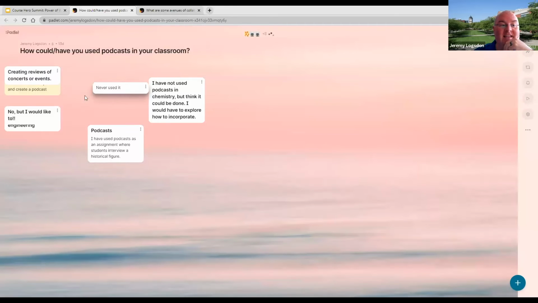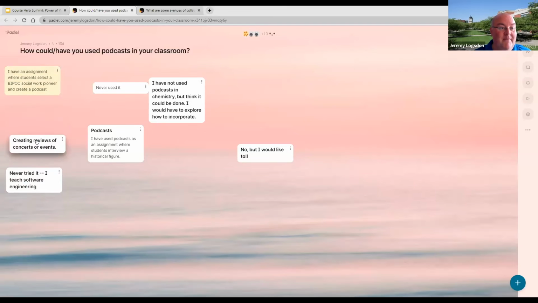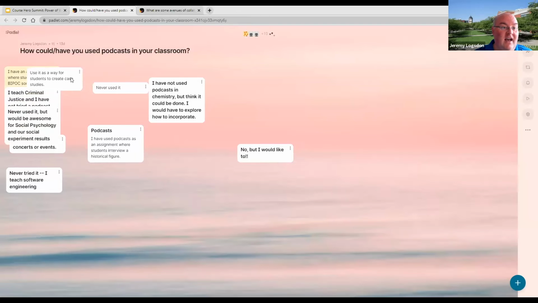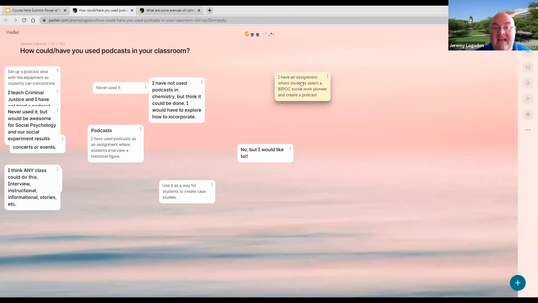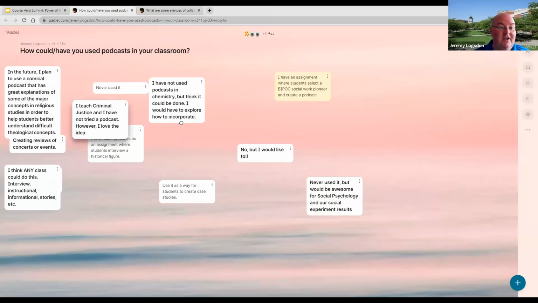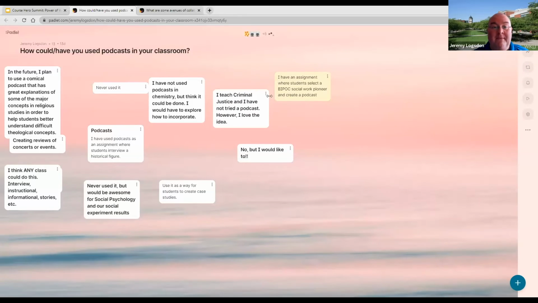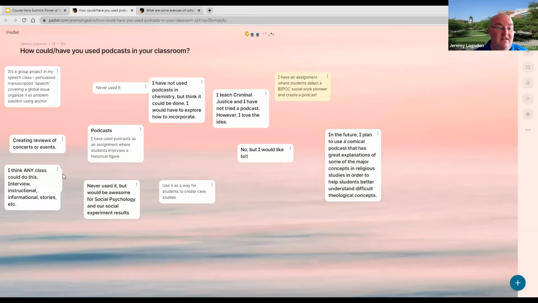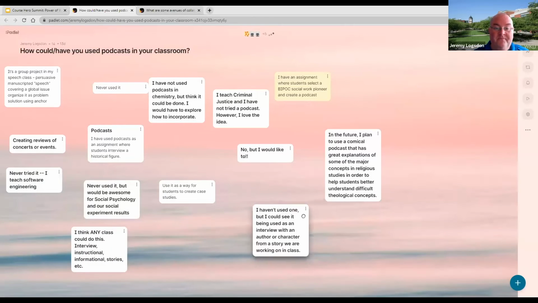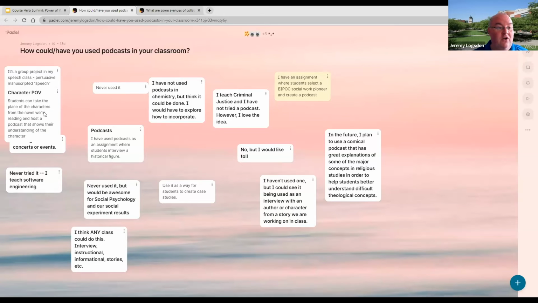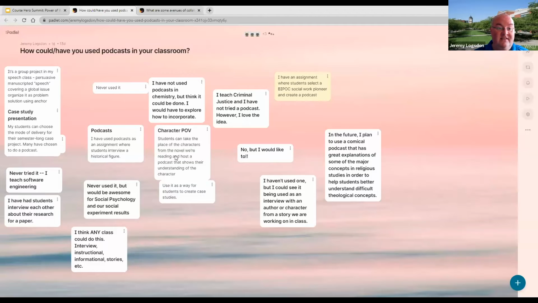That is such a cool idea, because whoever is going to be the historical figure would also have to do a lot of research. That is fantastic. And you all have access to this Padlet, so you can go back and see what others have done. I have an assignment where students select a BIPOC social work pioneer, create a podcast. These are some really, really fantastic ideas here. Criminal justice, I can only imagine the podcast work that you could do there. Interviewing an author or character. I love this. These are some great ideas.